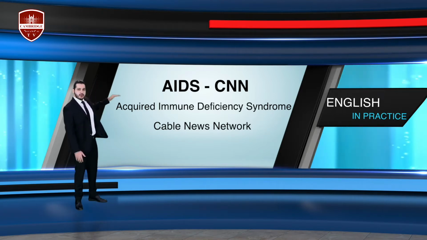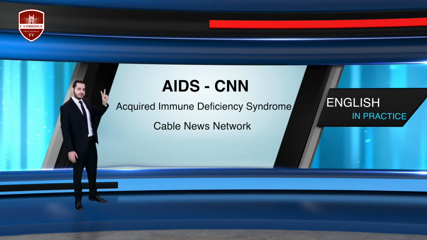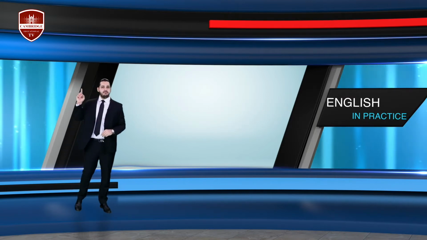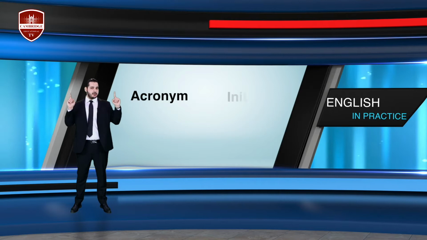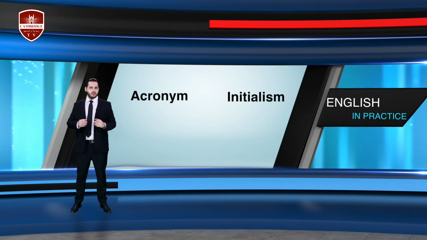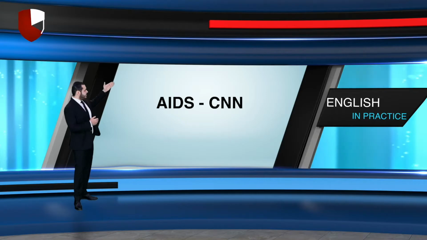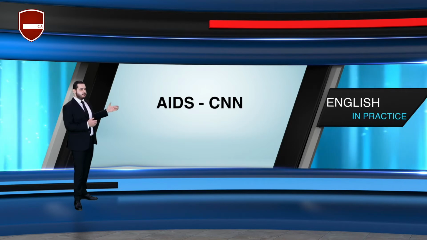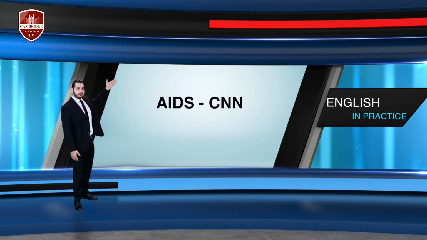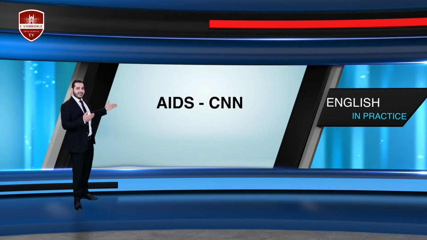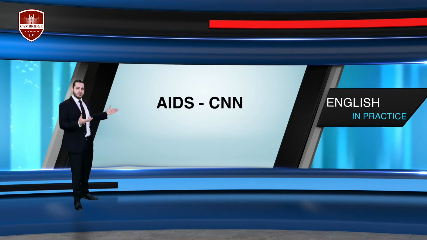These two abbreviations are of two types. The first type is called acronym, and the second type is initialism. What are these? Let's look at the same examples we had. We had the example AIDS and we had the example CNN. AIDS is an acronym. CNN is an initialism. And how do we know that?